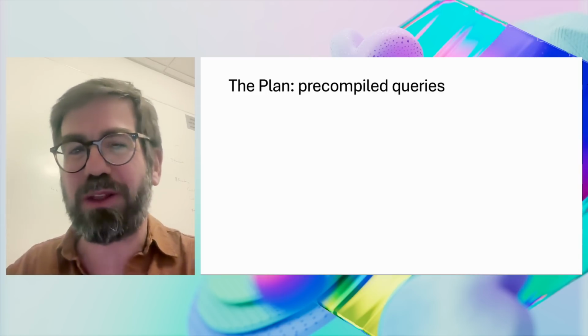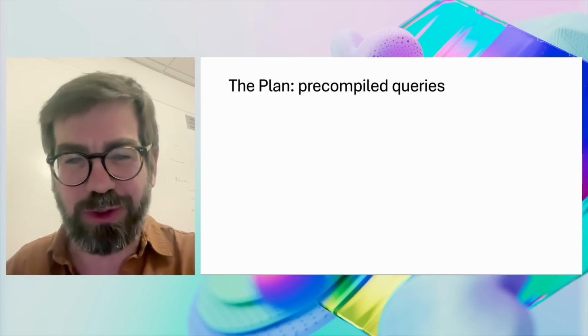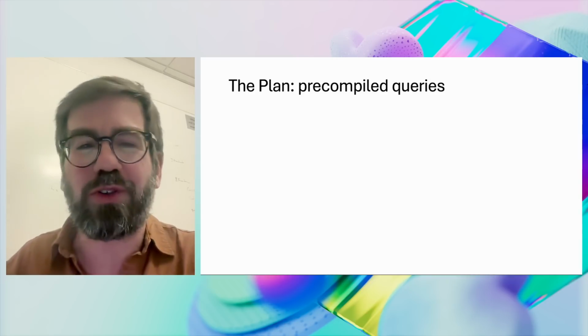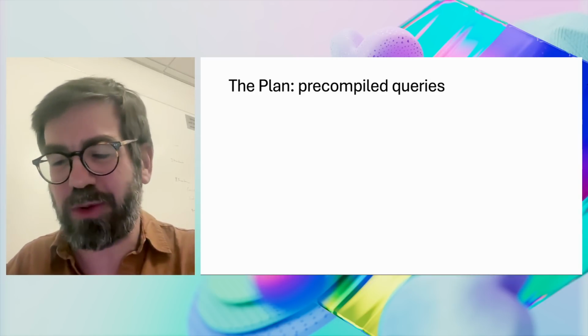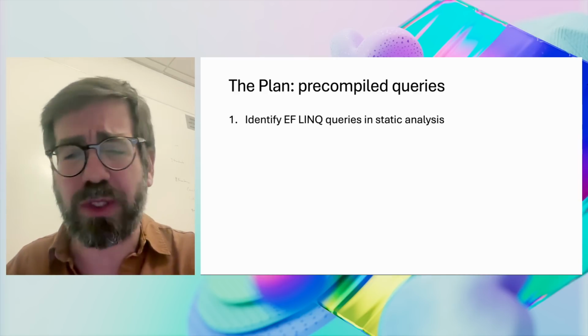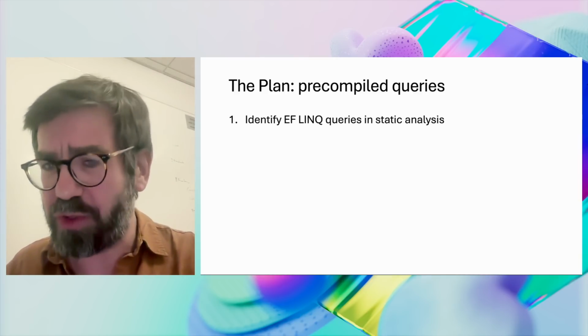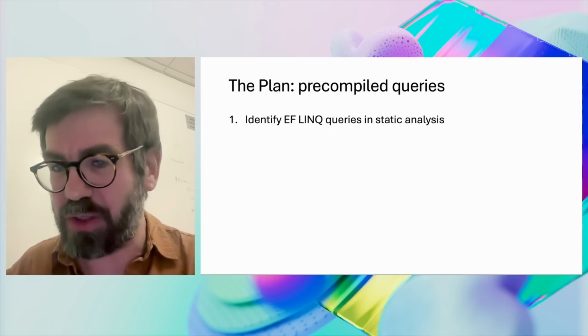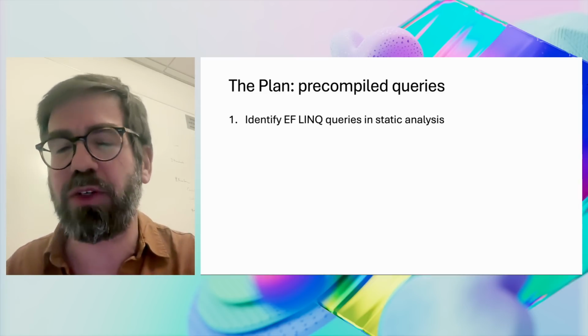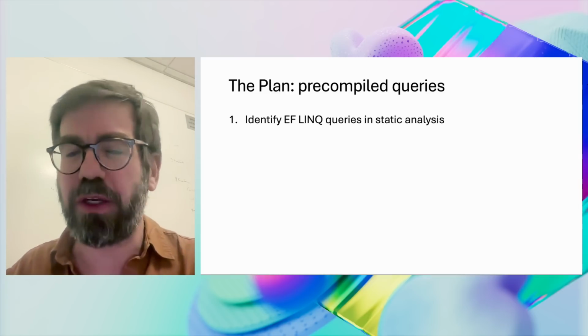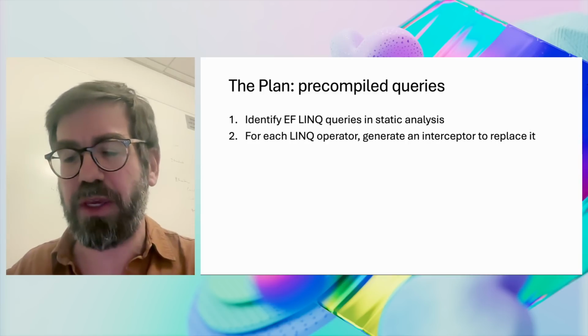But what is the overall plan here? How are we going to do this? So the name of the feature is called precompiled queries, which we're now going to see. I'm going to demo it in one second. The plan is this. We're going to go over the user's source code, your source code, and statically analyze it. So we're not running it. We're just statically analyzing your code and identifying EF LINQ queries in your application.